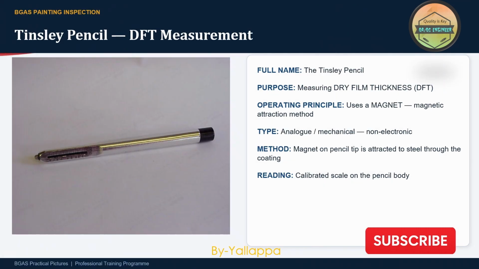This slide shows a Tinsley Pencil gauge. The instrument is a non-destructive thickness measurement device used primarily on pipelines and curved surfaces. Its portability and simplicity make it useful in field inspections. Inspectors should understand both its application range and measurement limitations.